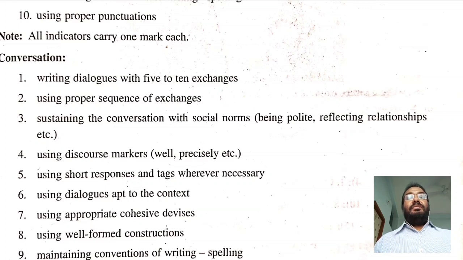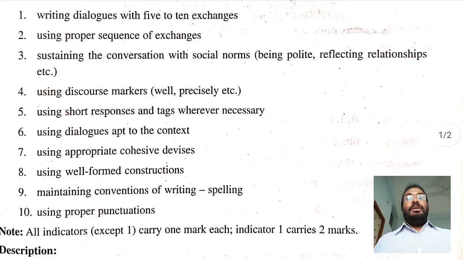Then we have to sustain the conversation with social norms. What do you mean by social norms? First of all, we have to be polite and show the relationship between you and the one who is speaking, so we have to use such kinds of words. Then the fourth one is that you should use discourse markers. That means we have to use words like well, precisely, etc. Then the fifth one is using short responses and tags wherever necessary.